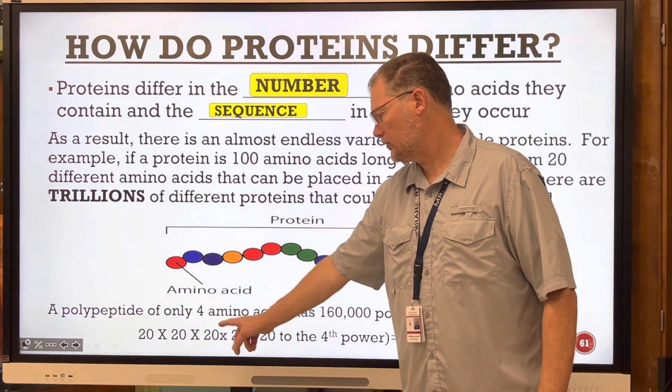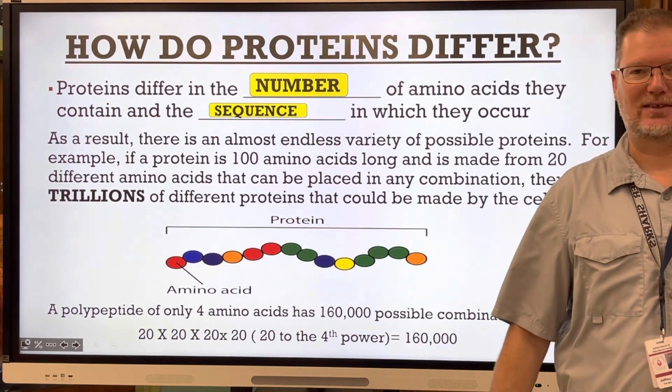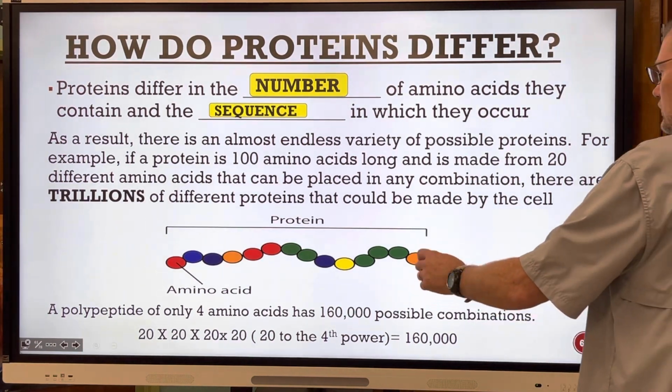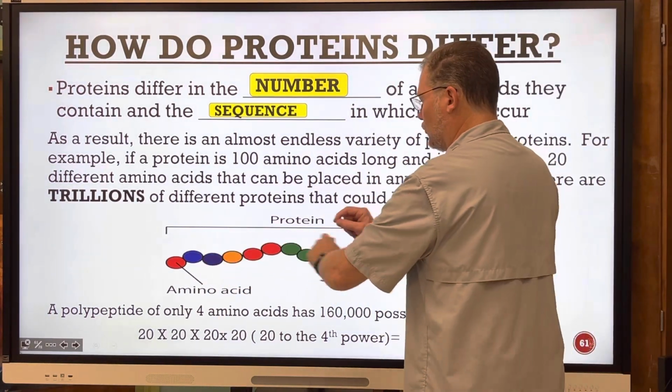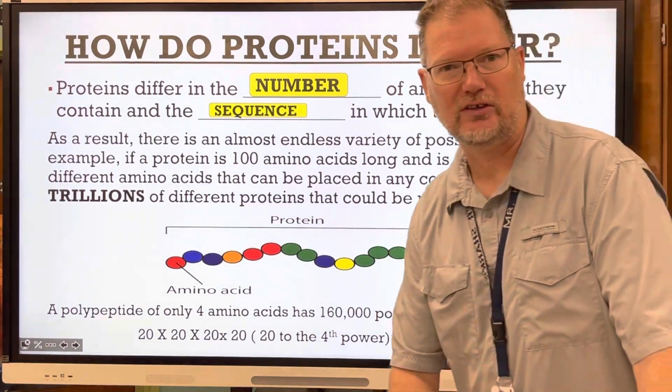Trillions of different proteins can be made. So, a polypeptide of only 4 amino acids has 160,000 possibilities. 20 times 20 times 20 times 20, that's 20 to the 4th power, is 160,000. That's pretty amazing. I mean, you could just look at this chain and see how many different ways you can rearrange those. You'd be here till the cows came home. That means a long time.